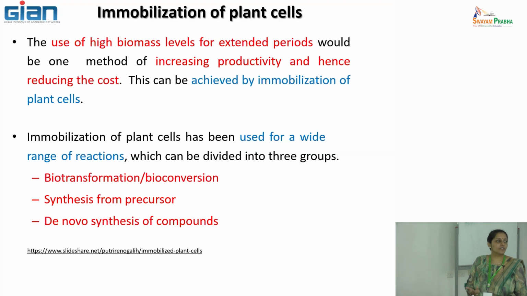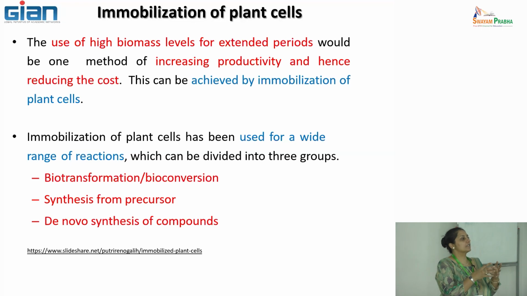Now, immobilization of plant cells can be used for various purposes, especially it can be used for biotransformation. Majorly, you will see in literature that people are using organ cultures, which are called hairy root cultures. They immobilize the hairy root cultures and they use them for these biotransformation reactions. Biotransformation means the conversion of a particular substrate to your desired product by using plant cells or organ cultures as a repository of enzymes. So a low cost substrate is getting converted to a high cost product.